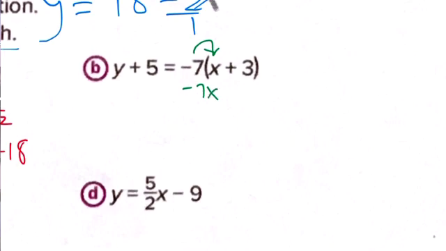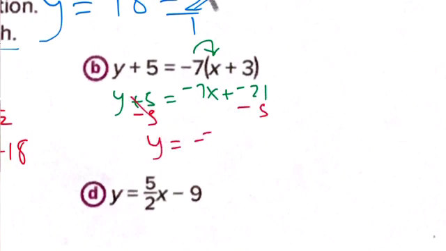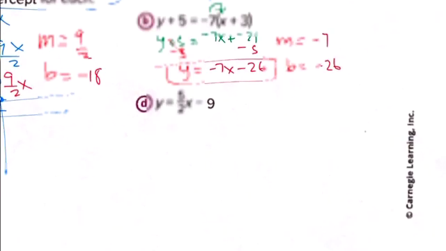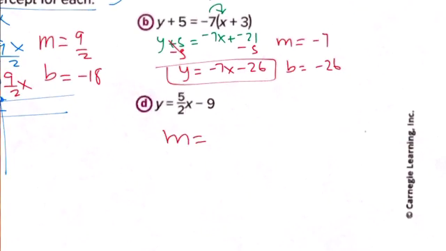Negative 7x plus negative 21. Subtract 5. Y equals negative 7x minus 26. Your slope is negative 7. Y-intercept is negative 26. In this case, slope is 5 over 2. Your y-intercept is at negative 9.